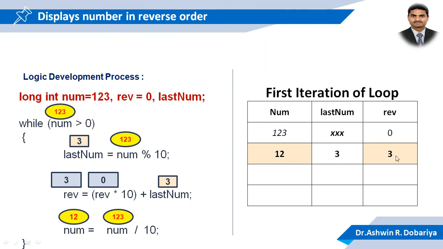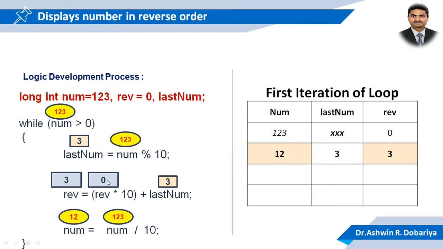So reverse value is 3. After that we want to separate the 2. Then how can we make the number 12? So that number is divided by 10. Actually, as per mathematics it becomes 12.3. Right, 12.3, but here the number is an integer and 10 is also an integer, so 0.3 will be ignored, and it will store only 12. So now the latest value of num is 12.